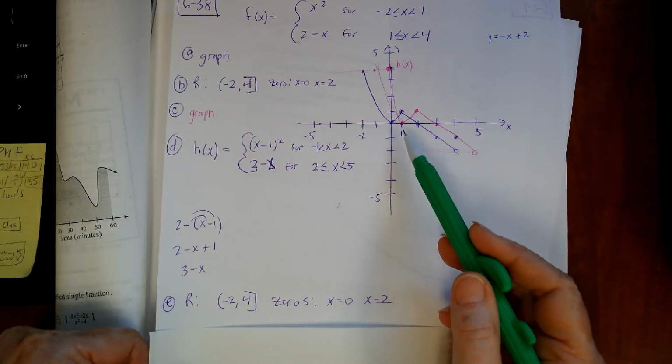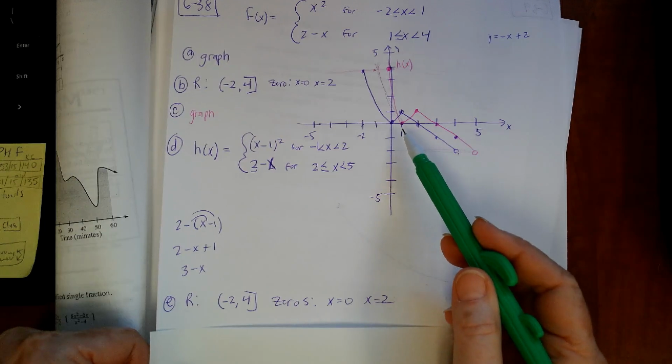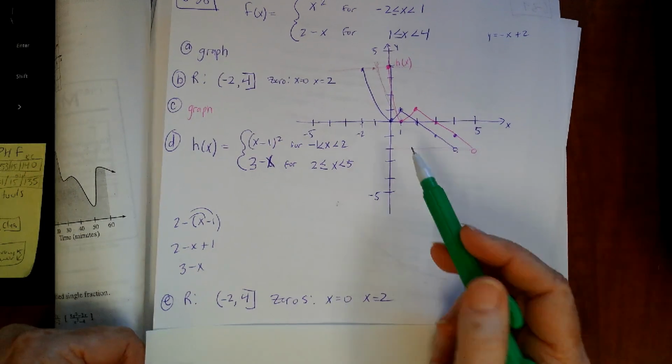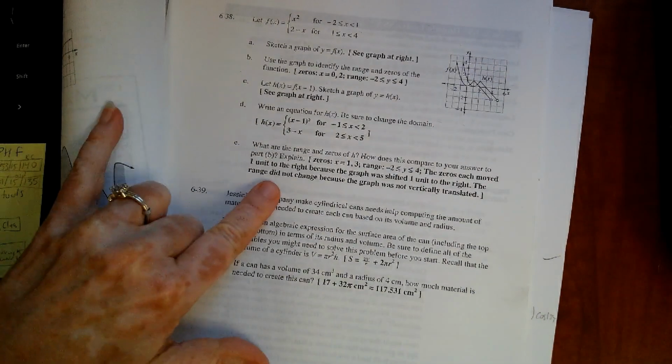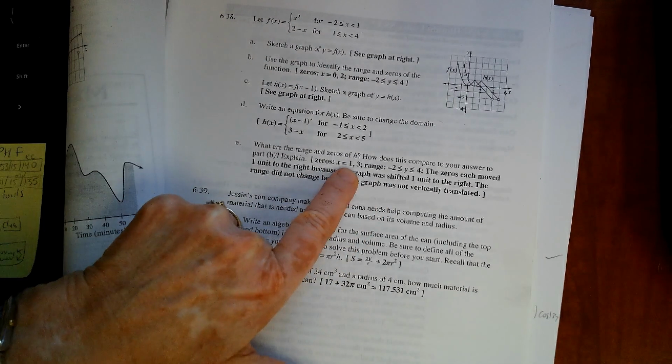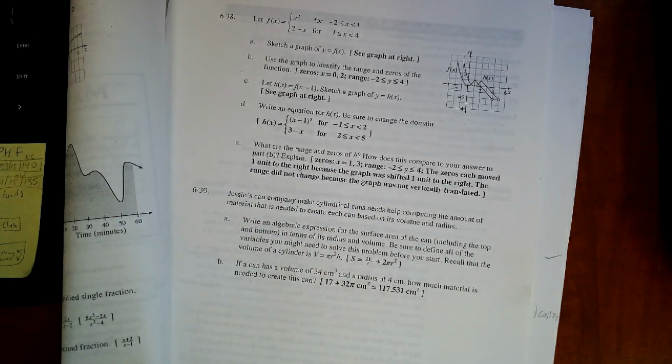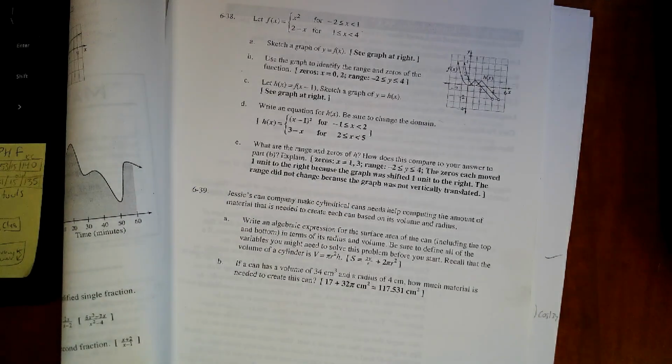So I got x is, actually this should be x is 1, letter E. X is 1 and x is 3. I forgot to shift them. And that's it.